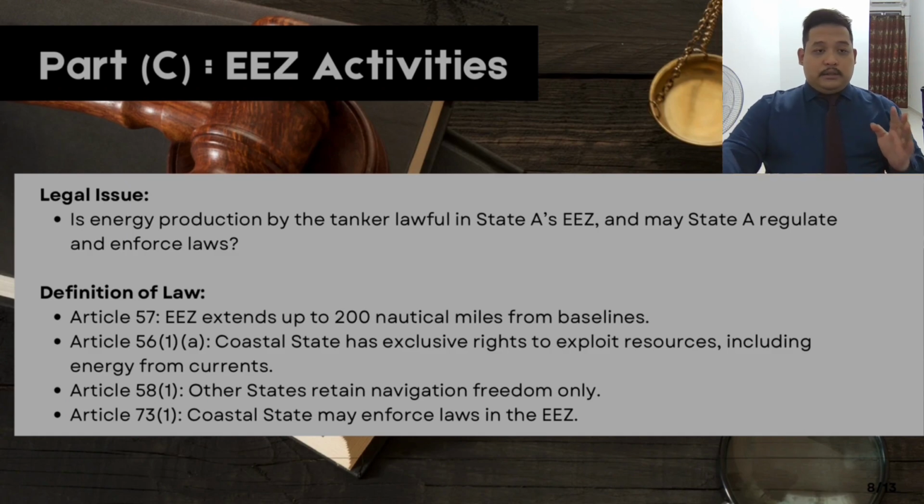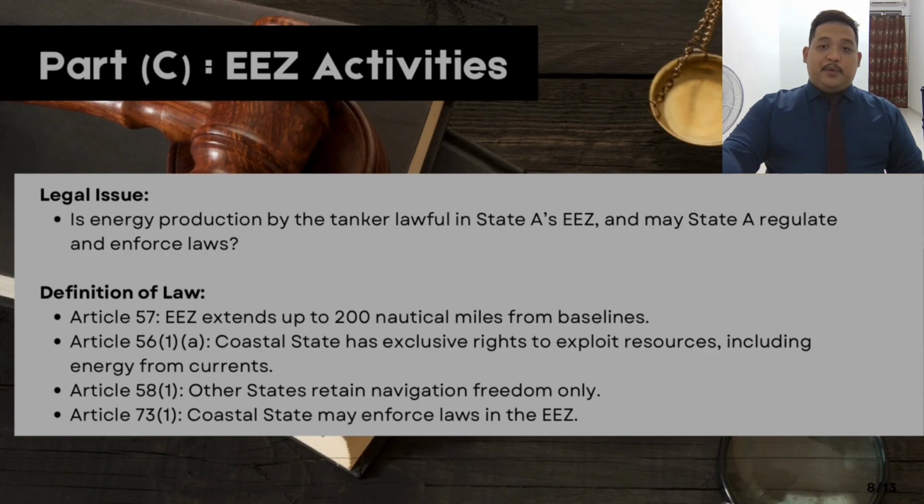So for the definition of law, we have stated around four articles from UNCLOS. The first one being Article 57, which defines the exclusive economic zone as extending up to 200 nautical miles from the coastal state's baseline. Within this zone, Article 56, Clause 1, Clause A, grants the coastal state exclusive sovereign rights for exploring, exploiting, conserving, and managing natural resources, including the production of energy from water current and winds.